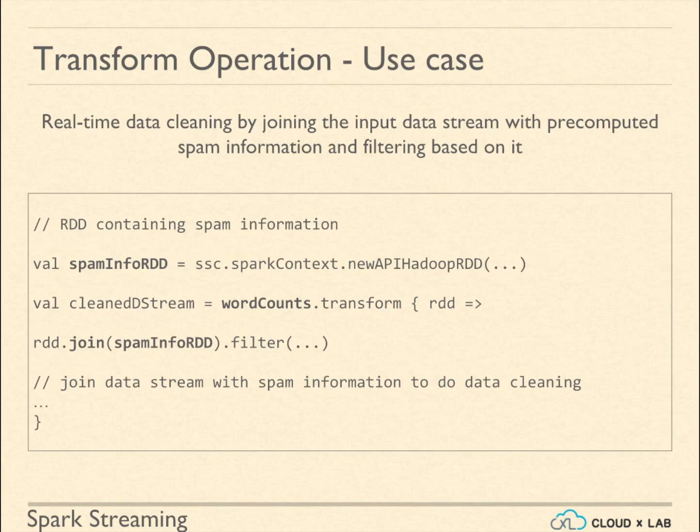We can do real-time data cleaning by joining the input data stream with pre-computed spam information and filtering based on it. As you can see in the code, we first run load spam info RDD. We then join word counts DStream with spam info RDD and filter the records based on some logic. Without the transform operation, it was not possible to join word counts DStream with spam info RDD.